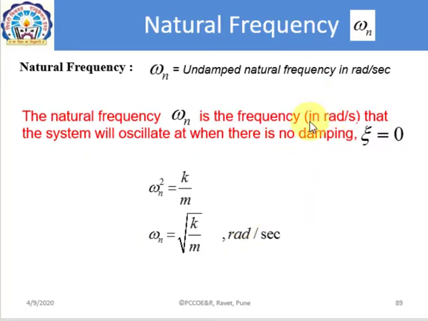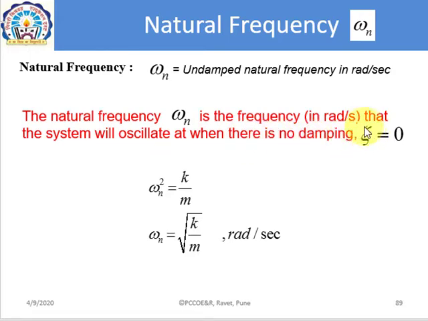Next, natural frequency, omega n. Generally, natural frequency is defined for an undamped free vibrating system. The frequency of an undamped free vibrating system is generally called the natural frequency of the system, which is represented in radian per second. So natural frequency omega n is the frequency in radian per second at which the system will oscillate when there is no damping, no resistance. That means our system is undamped.